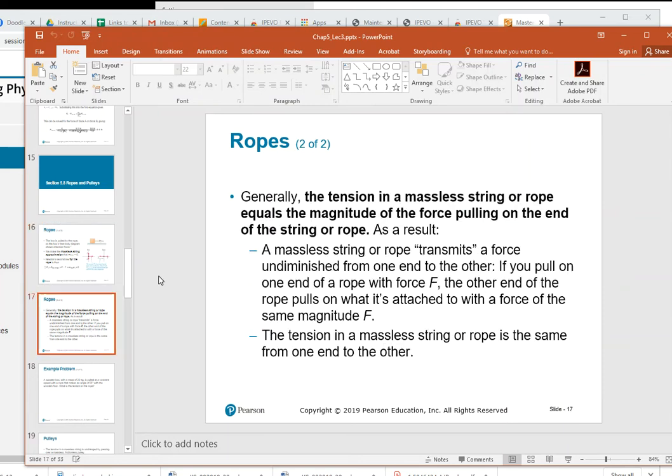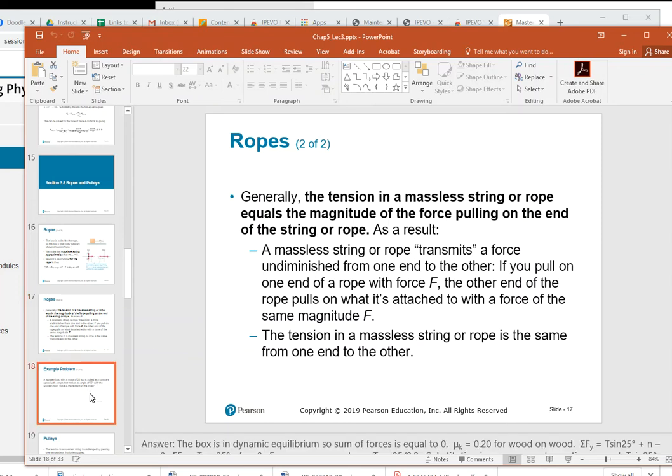So the tension is usually the magnitude of the force pulling on an end of the string or rope. So in this week's lab, you actually had the experience of using a string to pull a low friction cart, and then you draped the string over a pulley, and you let this weight on the other side go down, and then that pulled the cart across. So that was what was transmitting the force.